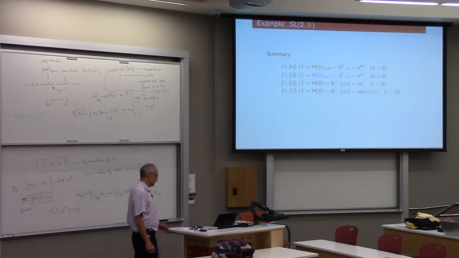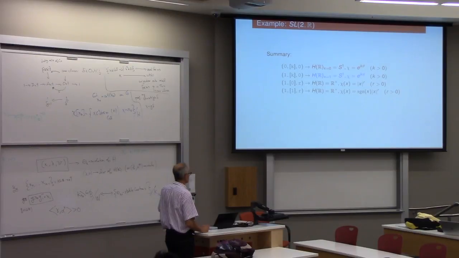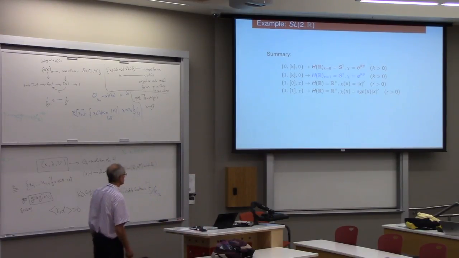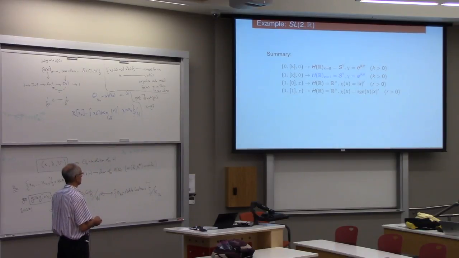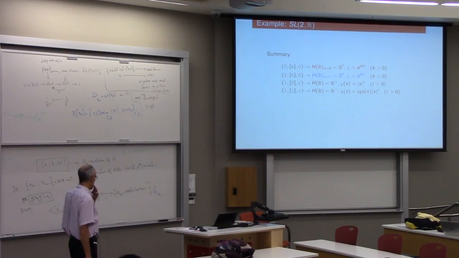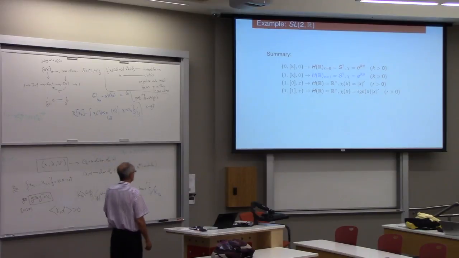Also, the R is a little bit different. The R doesn't need to be greater than 0, but you can replace it; it's enough to take R greater than 0. All right, so we're getting these four: two characters of a compact Cartan and two characters of a split Cartan.